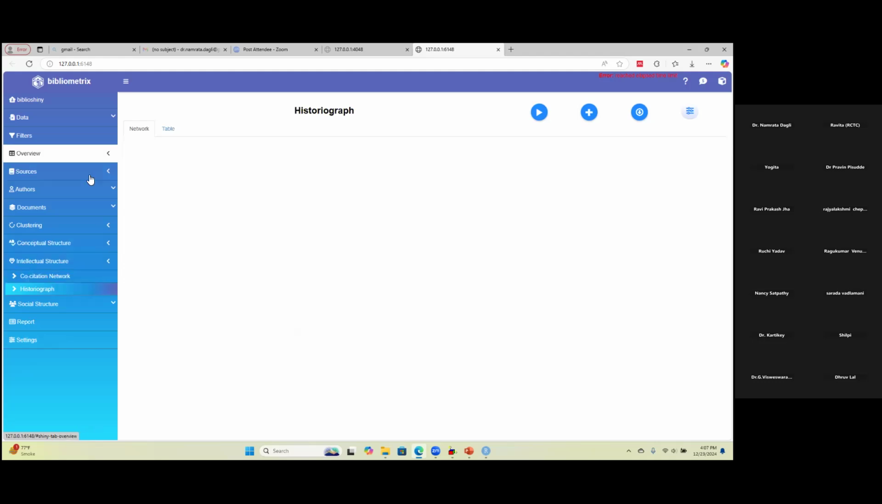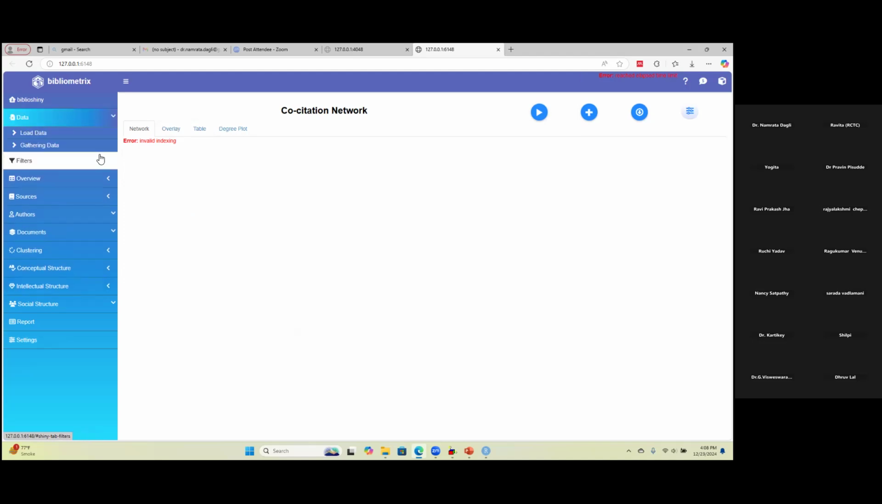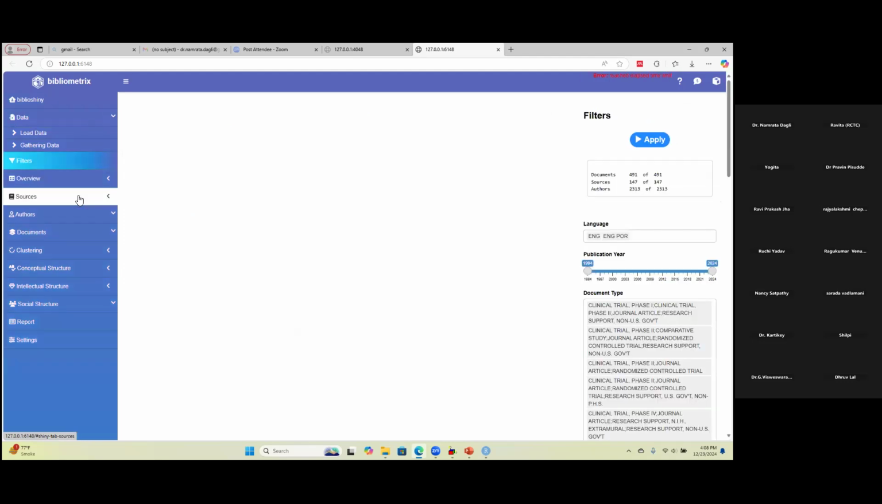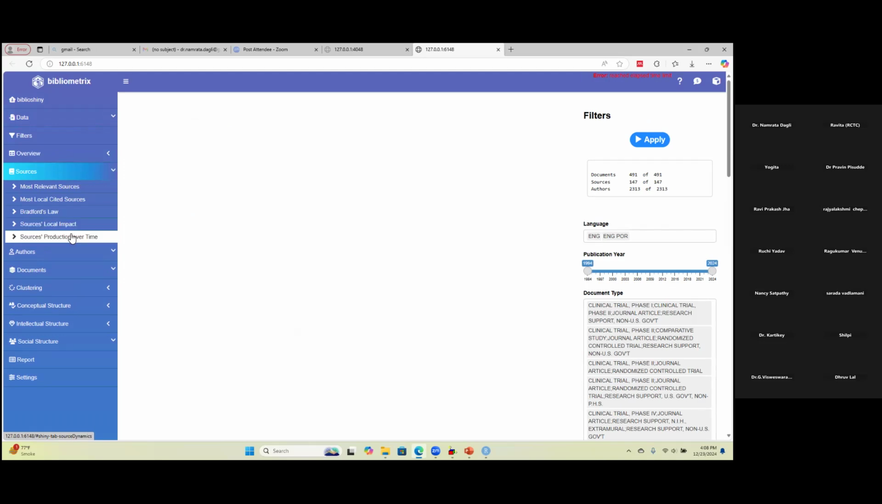Citation we'll see in Vosviewer. That is better there. These are all similar things. The graphs will be similar to the institution and country production over time, so I'm not creating it again.